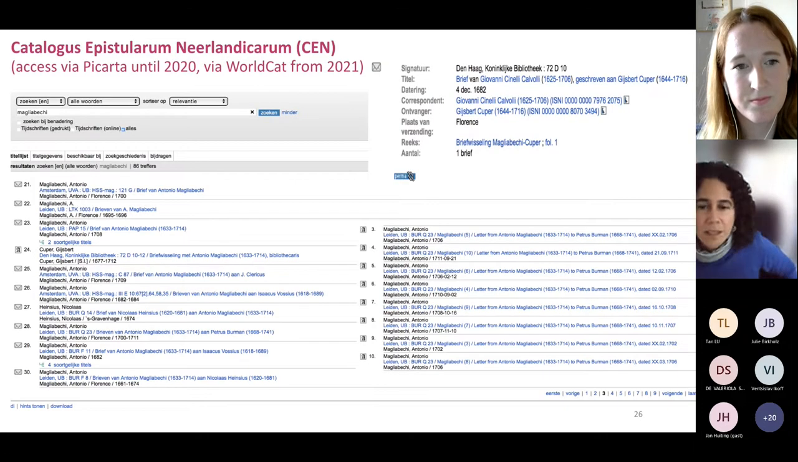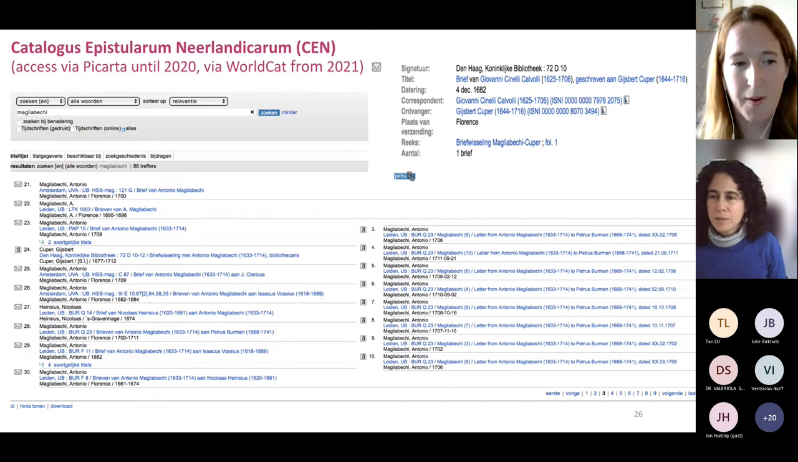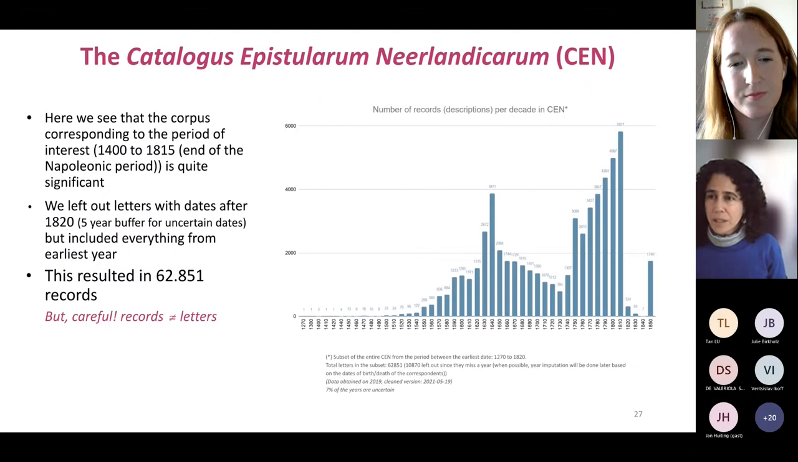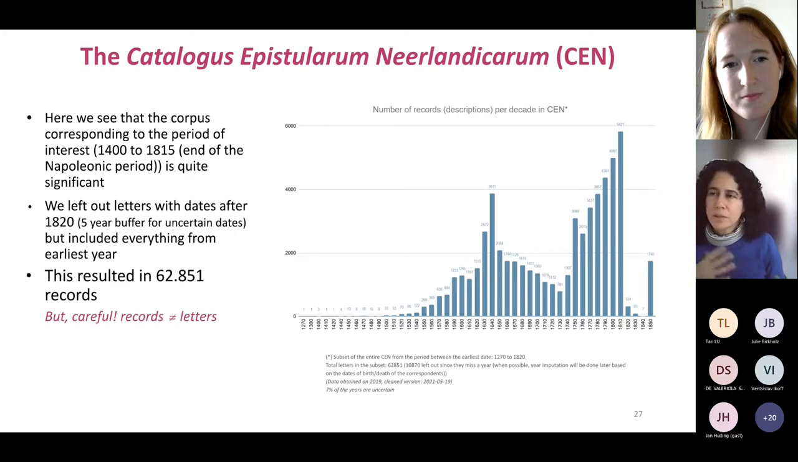The SEN is available via Picarta, which was a sort of a portal to collections in the Netherlands, available to Dutch universities only. But now, since this year, this metadata is open via WorldCat, by OCLC, so you can all access this metadata. Here in this graphic, we see that there are around 60,000 records that correspond to the period of interest to the researchers of the SkillNet project, so 1500 to the Napoleonic period, more or less. Here you see an approximate indication of the number of letters in this period, but the exact number cannot be known.